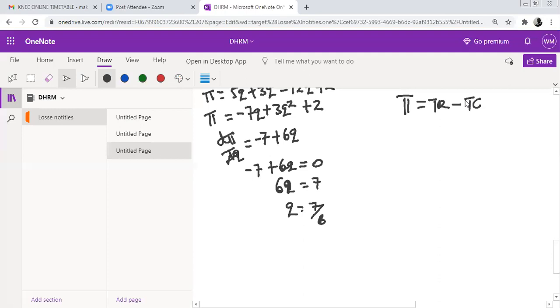I want us to see the third question. The third question reads that a firm or an organization has analyzed the operating conditions and has developed the following functions.